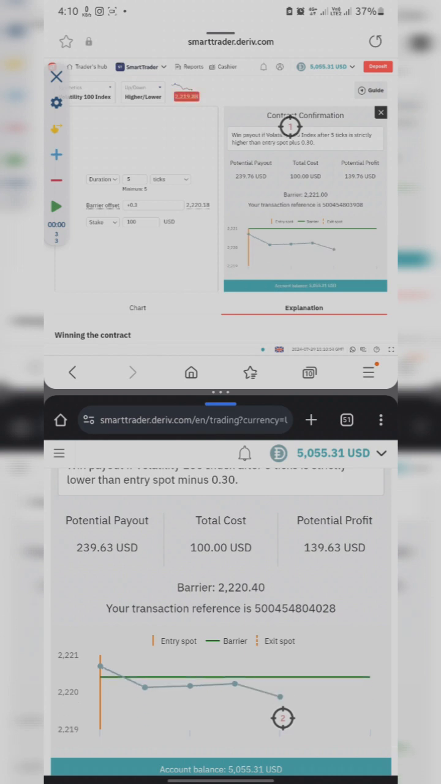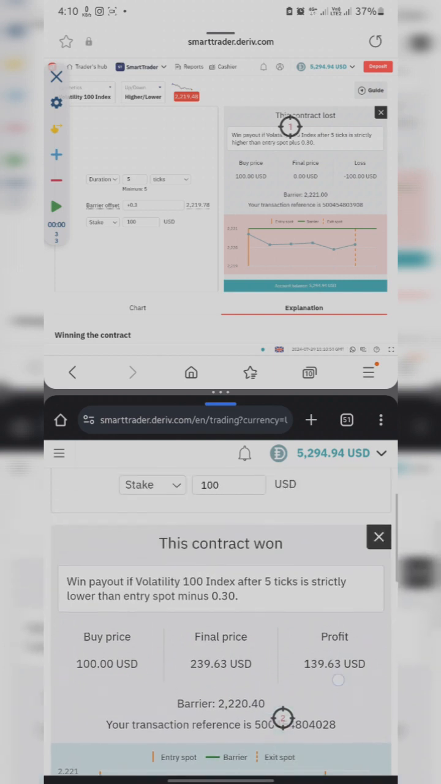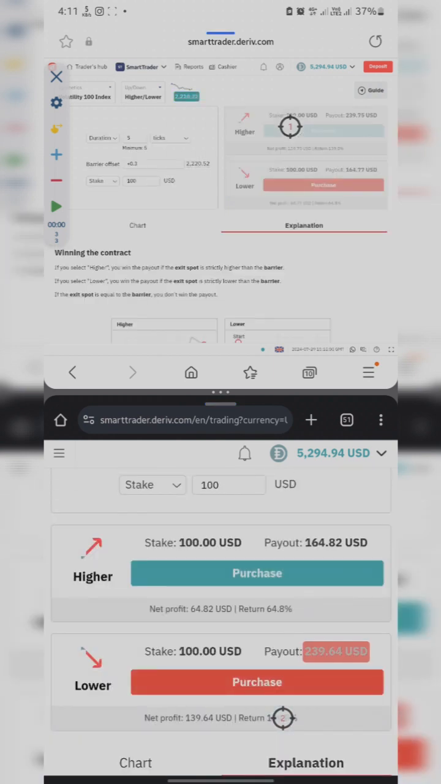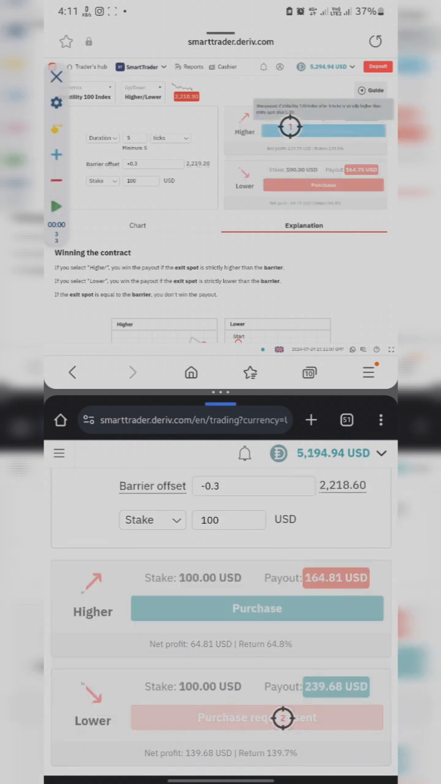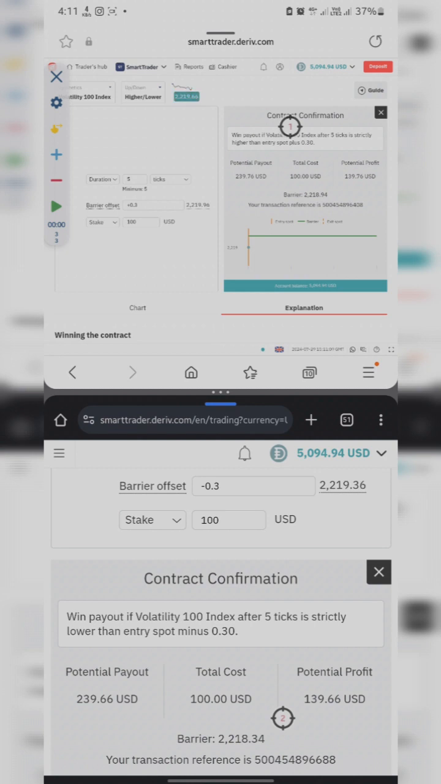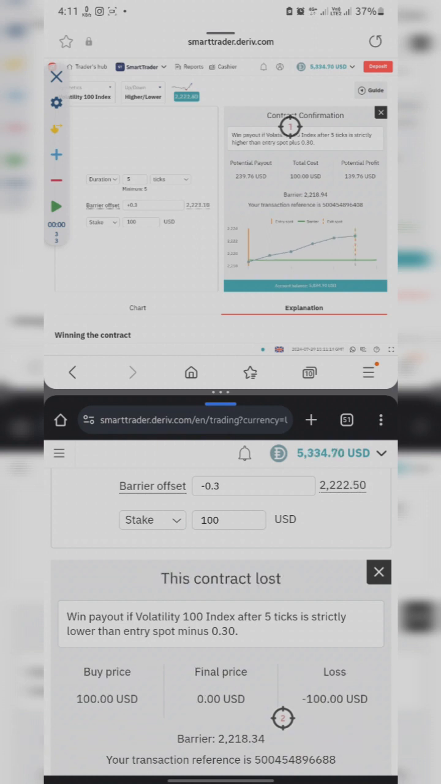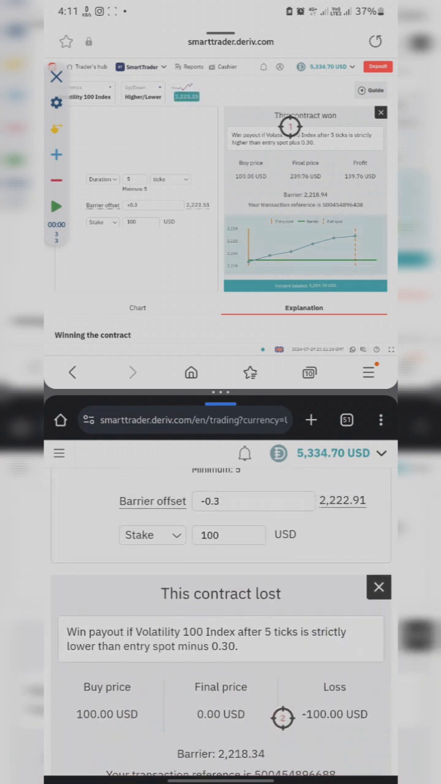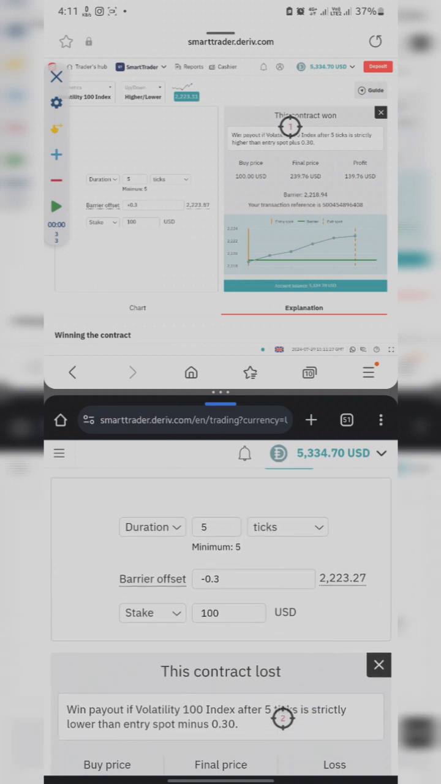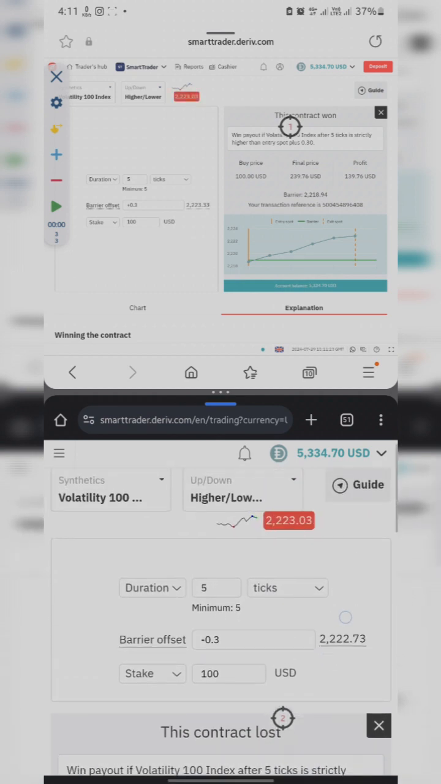This is a very risky one. Okay, so you can see my balance is rising already. So I hope you get this. If you have any question whatsoever, you can let me know in the comment section. Right, for other indices, I would also try out the amount you can use to work with this, but I prefer using volatility 100.